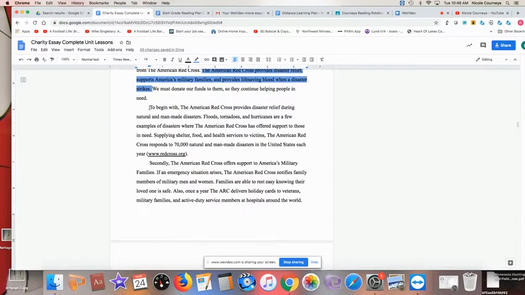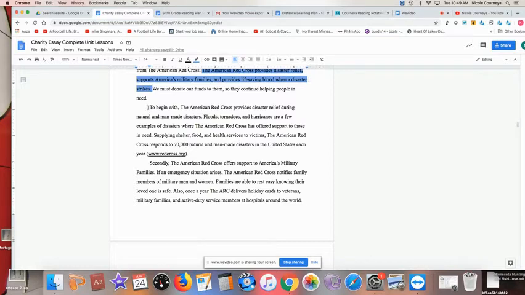To begin with, the American Red Cross provides disaster relief during natural and man-made disasters. Floods, tornadoes, and hurricanes are a few examples of disasters where the American Red Cross has offered support to those in need. Supplying shelter, food, and health services to victims, the American Red Cross responds to 70,000 natural and man-made disasters in the United States each year. That's according to the redcross.org.